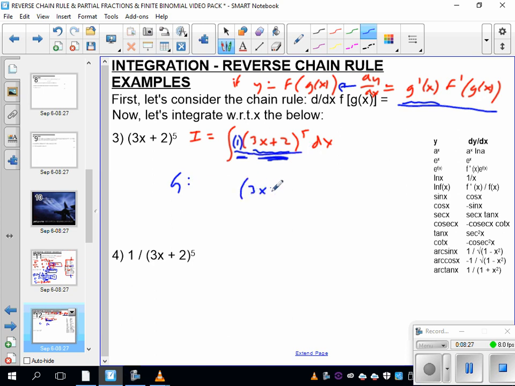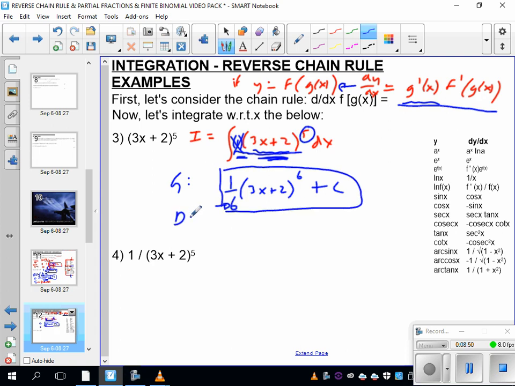So 3x plus 2, add 1 to the power, divide by new power, right? So I'm going to do it with my hand. Essentially, I'm covering up the thing on the outside because I've recognized that it's a reverse chain rule problem. I add 1 to the power and then immediately divide by the new power. Okay, box that off. And again, we're differentiating to check.